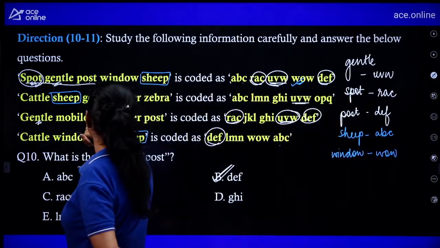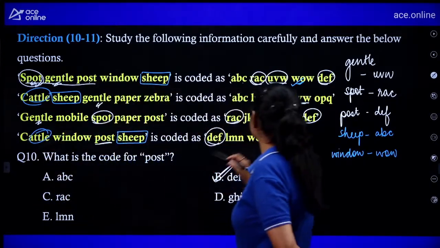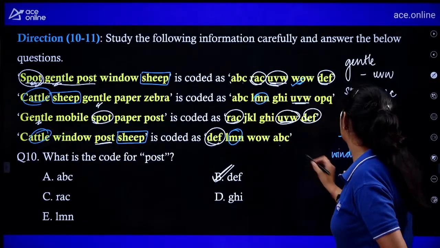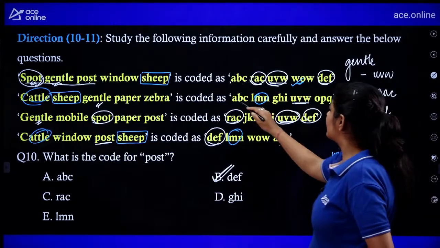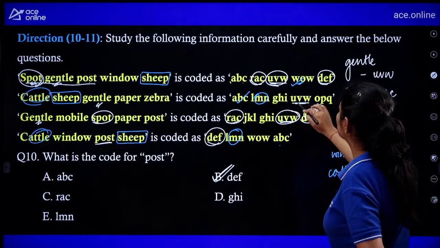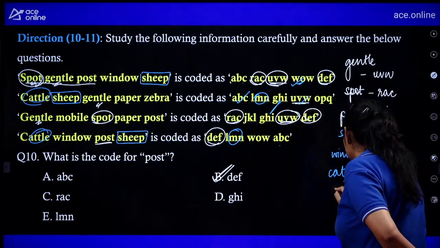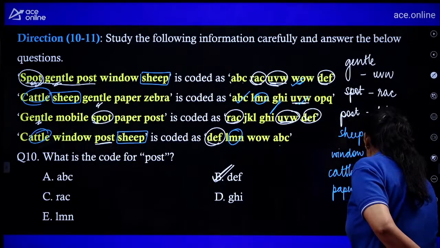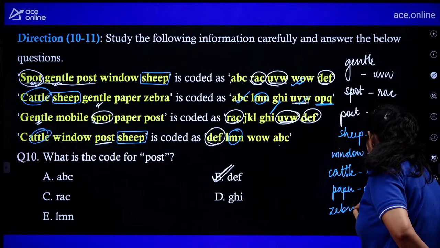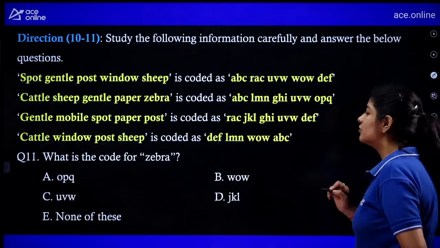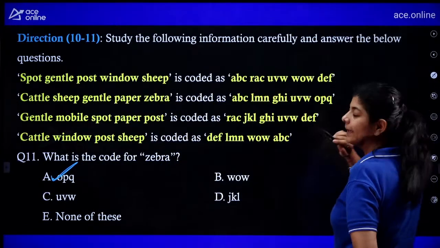Now, if we talk about the other word, that is kettle. So here we do have a common word and the common code is LMN. So in this one, this code is used, this code is used and this code is used. Now we are left with paper, zebra. For paper, we are using GHI. And for zebra, we are only left with this word. So zebra is coded as OPQ, right? So the correct answer over here is option number A.